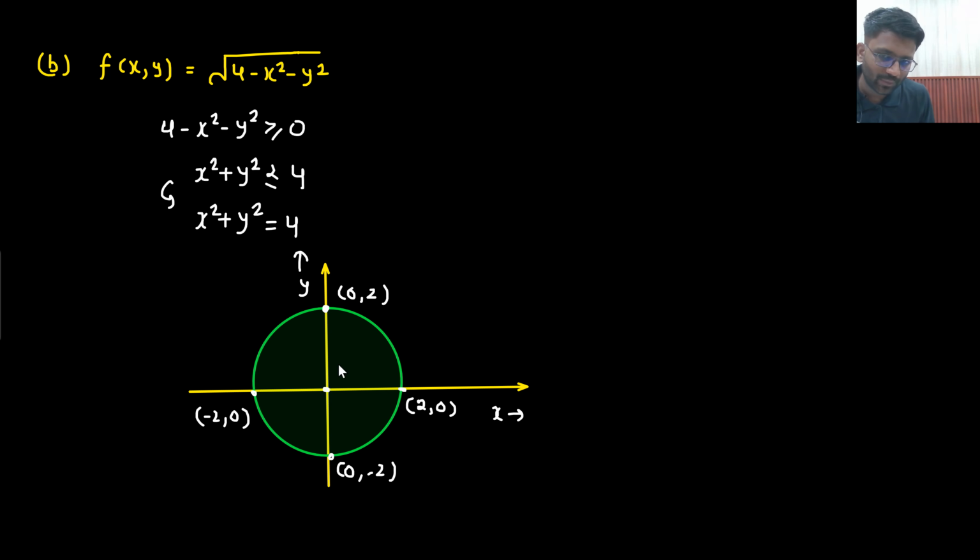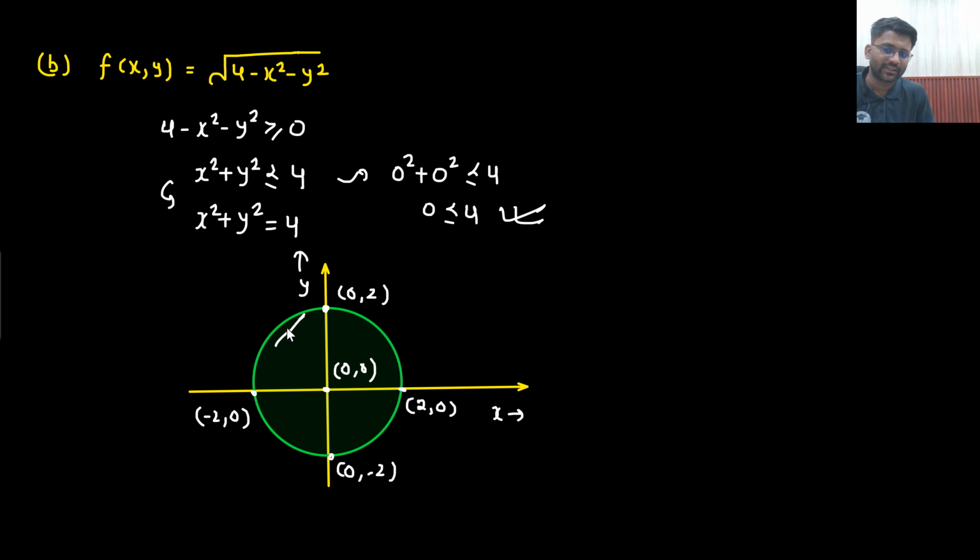I will put 0, 0 in the equation: 0 square plus 0 square less than or equal to 4. That means 0 is less than or equal to 4. Is it acceptable? Yes, it is acceptable. That means the region inside will be accepted. So this whole region will be accepted.